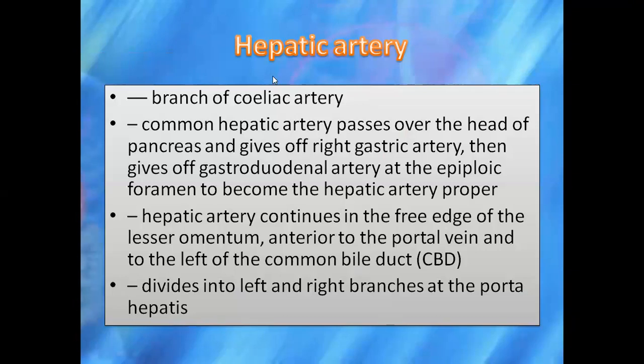The hepatic artery is a branch of the celiac artery. The common hepatic artery passes over the head of the pancreas and gives off the right gastric artery, then the gastroduodenal artery at the epiploic foramen to become the proper hepatic artery. The hepatic artery continues in the free edge of the lesser omentum, anterior to the portal vein and to the left of the common bile duct. It divides into left and right branches in the porta hepatis.